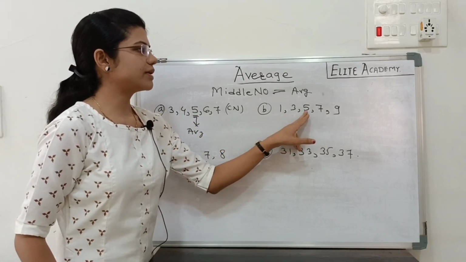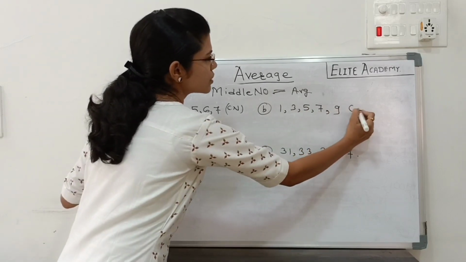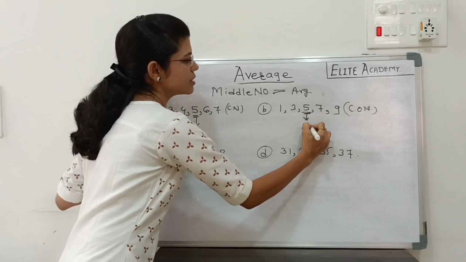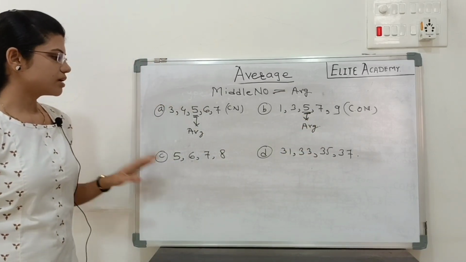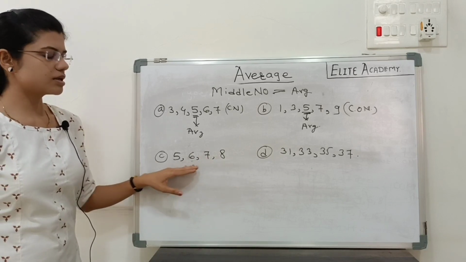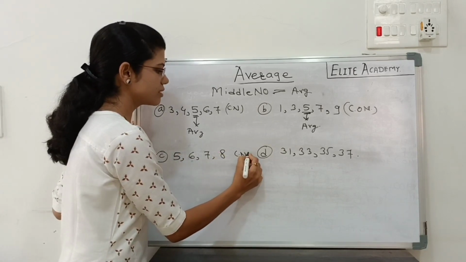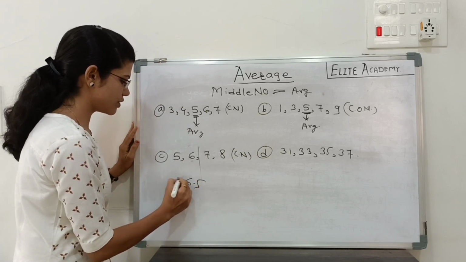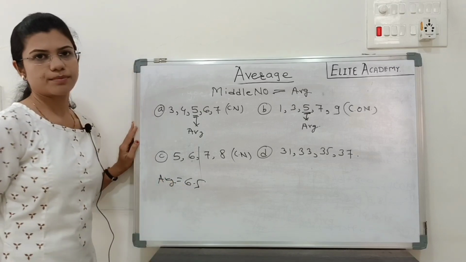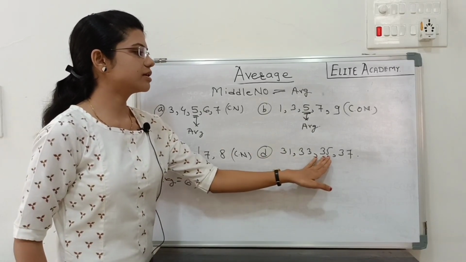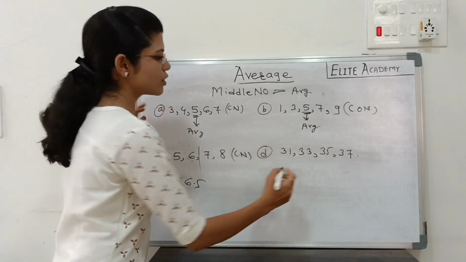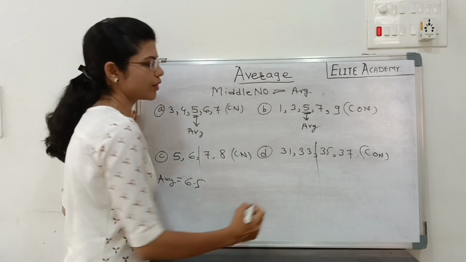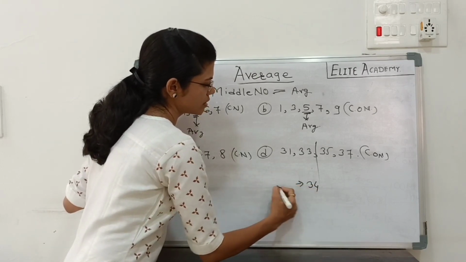Here 1, 3, 5, 7, 9. This is nothing but the consecutive odd number series and the middle one is 5 and therefore this is the average. 5, 6, 7, 8. This is also again a consecutive number series. The middle one is always the average. 6.5 is the average. Here 31, 33, 35, 37. This is the consecutive odd number series. The middle one, 34, is always the average.